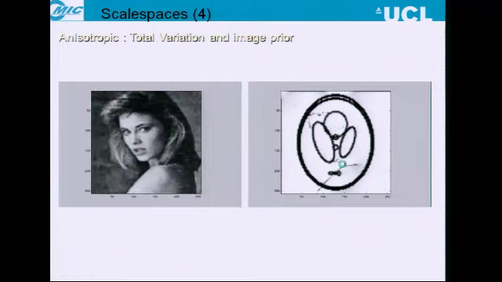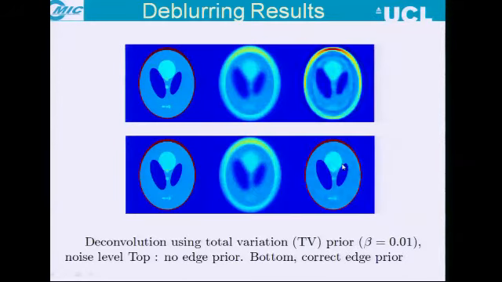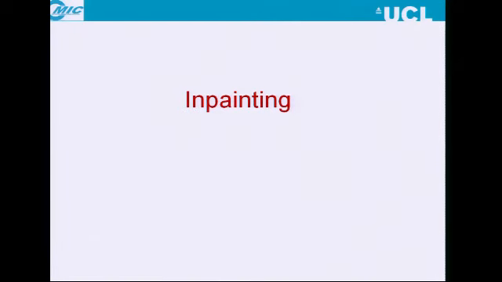So how does that impact imaging? Well, if we do deblurring, we take an image, blur it and add noise. This is a classic ill-posed inverse problem. We can try to deconvolve it with the total variation prior, or if we have exact knowledge of edges, we can get a very good result. But this is maybe slightly cheating because we know where the edges are before we deblur it.